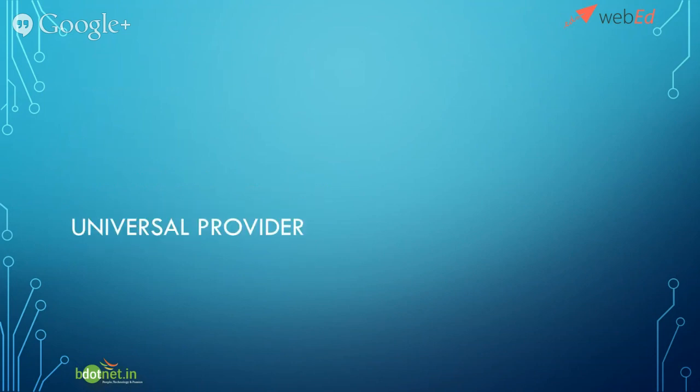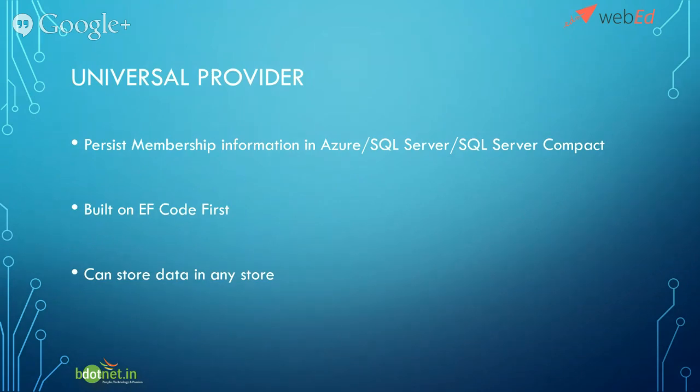And then what happened is they slowly realized that Microsoft Azure started picking up. So you had SQL Server on the cloud, we have SQL Azure, so a lot of things started coming up. They wanted something which can work both with an on-premise SQL Server as well as Azure-based SQL Server. So they released something called the Universal Provider. This would persist membership information in Azure or SQL Server or SQL Server Compact. When I say Azure, it's SQL Azure. So three things. I could just change the connection string, and then the membership would easily work with all these three. And it was built on Entity Framework Code First.